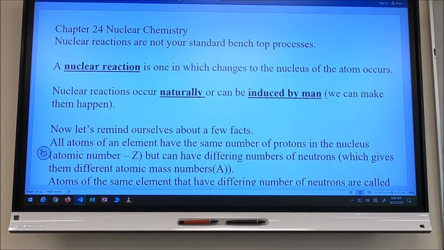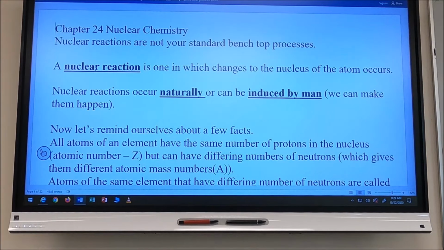So we're going to talk about nuclear reactions. And a nuclear reaction is one in which we see changes to the nucleus of the atom. Okay? Nuclear reactions do occur naturally, and we can induce them. There are man-made nuclear reactions, but there are also naturally occurring nuclear reactions, and they're going on around you right now, and you're not aware of it.